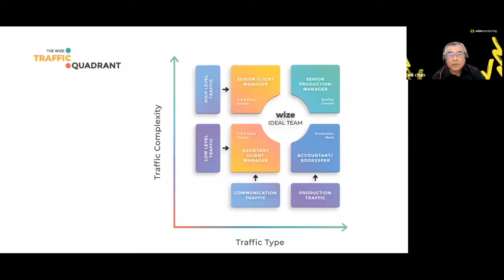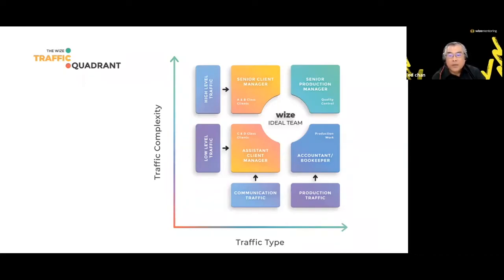There's production traffic flow, and you can see on the horizontal line down the bottom, you've got communication traffic and you've got production traffic, and you've got to hire people to suit the traffic. And production traffic is easy to understand. You know, the work needs to get done, whether it's bookkeeping or accounting or whatever it is, it needs to get done. So you've got to hire people to do that work.